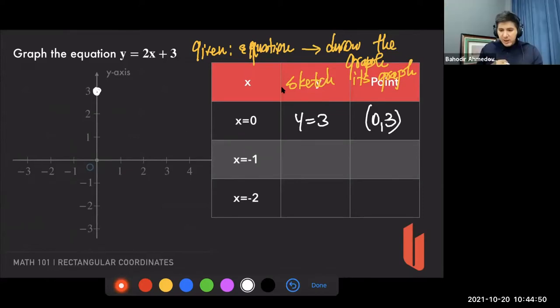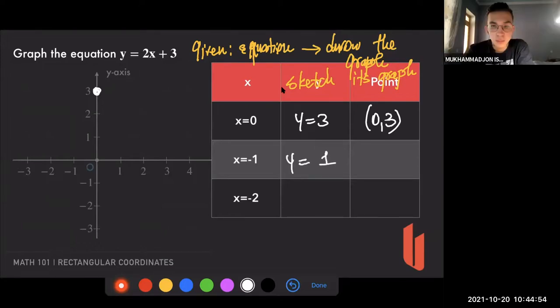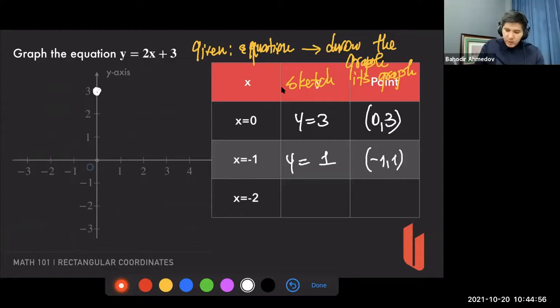If x is equal to -1, what's going to be y? 1. The second point is going to be -1 and 1. It's going to be here. Then the line is going to connect these 2 points. It's going to be this. Okay. So this is how you can sketch.